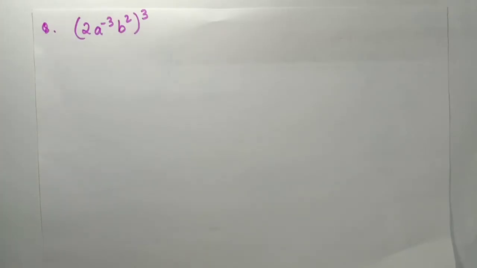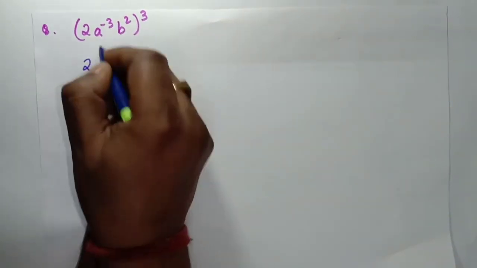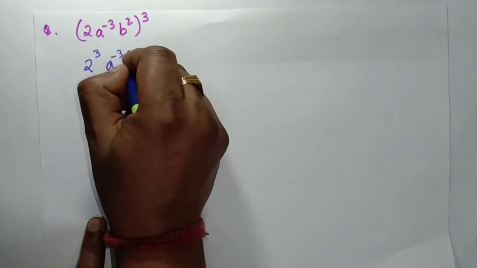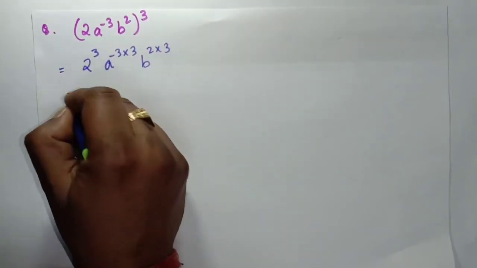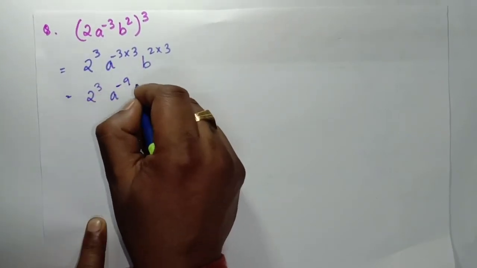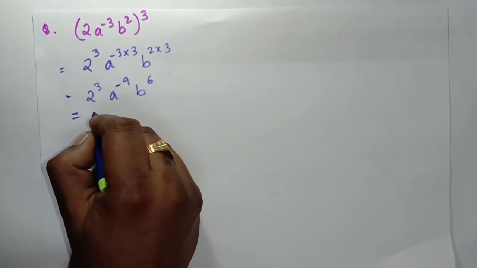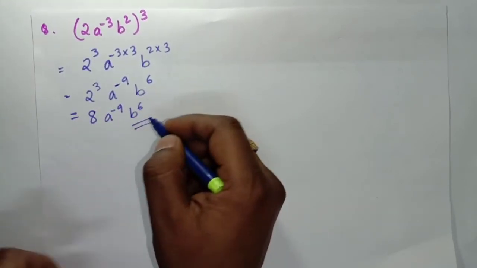So here we have another question. Can you try this yourself? Now we'll use the rule again. You can see here 2 of nothing is your 1. So 2 1 3s are 3. A to the power minus 3 into 3, this B 2 into 3. So what I'll get is 2 to the power 3 only. A minus plus is minus, 3 3s are 9, B to the power 2 3s are 6. So 2 cube means 2 into 2 into 2. So how much will I get? 8. A minus 9, B to the power 6. So this is my final answer.